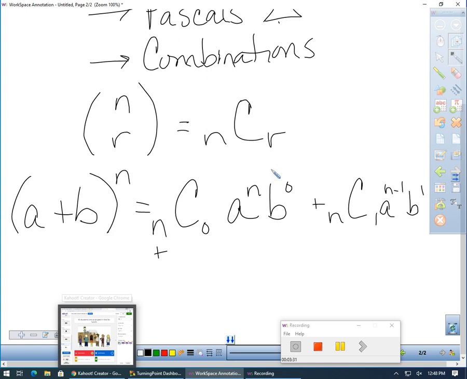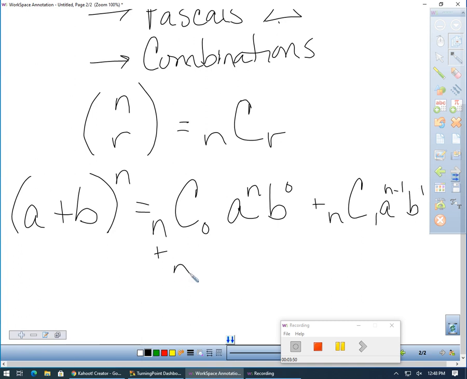You guys are going to be alright. Okay, so then we'll do nC2. That means a will be to the n minus 2, and b would be to the 2. Plus, and this would continue until we ran out of our exponent. Okay?